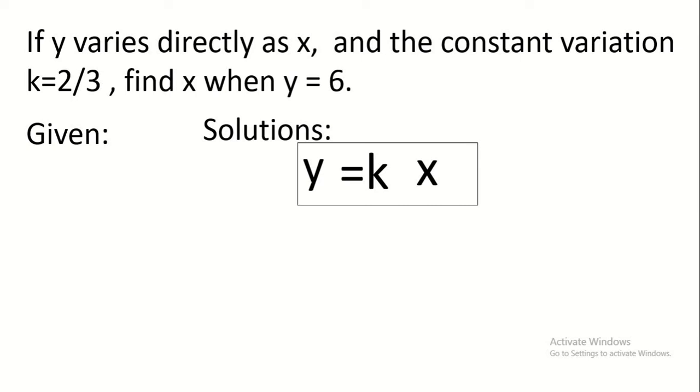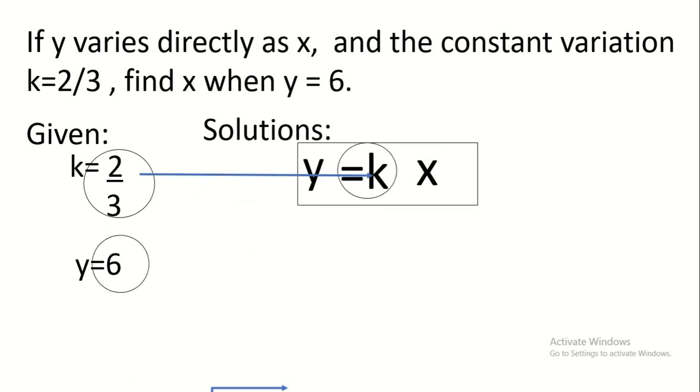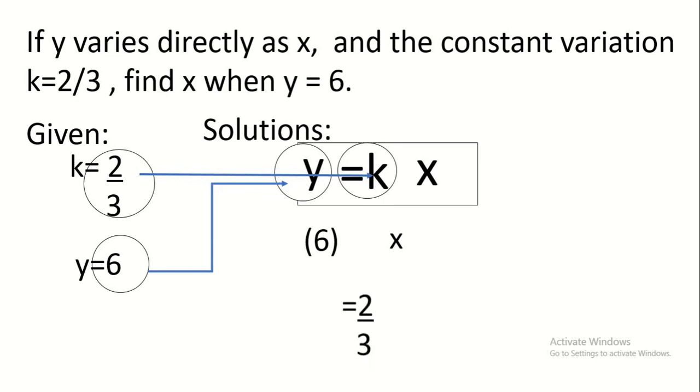Next, x pa rin ang hinahanap natin. If y varies directly as x and the constant variation is 2 over 3, find x when y is 6. So, kung mapapansin nyo, si constant of variation ay fraction. Okay, sulat muna natin yan. Then, si y is 6. So, si 2 over 3, ililipat lang natin yan kay k. And si 6, ililipat lang natin yan kay y. Okay? Then, substitute natin si y is 6, si k is 2 over 3.